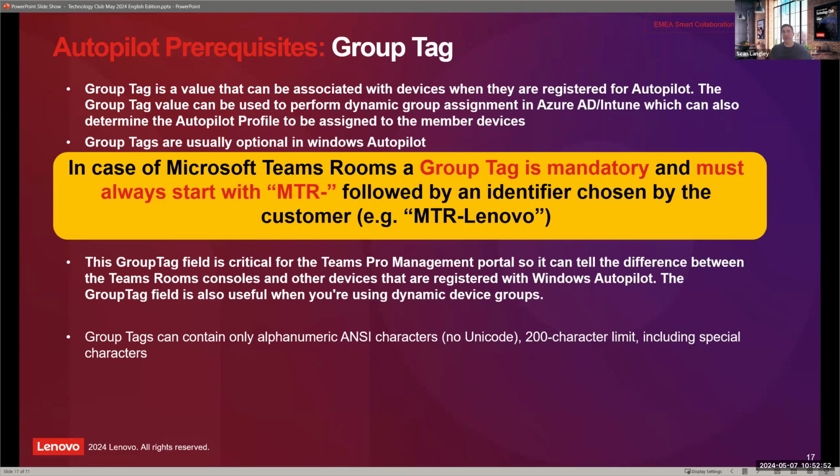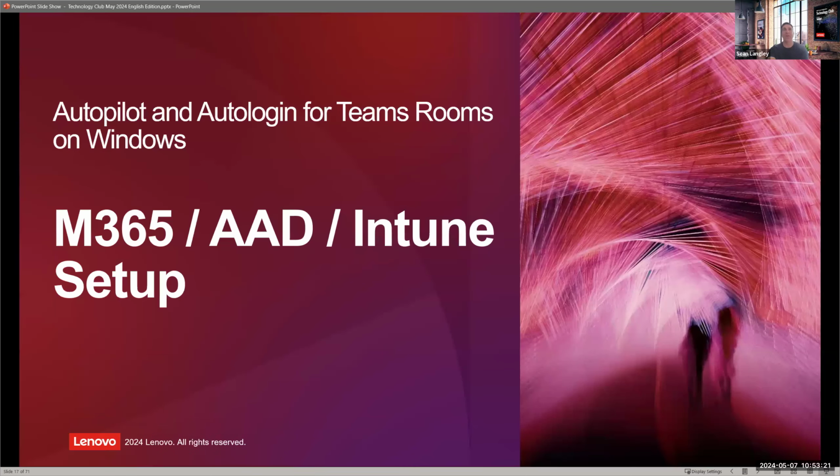Group tag field is critical so the Pro portal can tell the difference between Teams Rooms consoles and other devices that are registered for Autopilot. The group tag field is also useful when you're using dynamic device groups in Intune. Group tags can only contain alphanumeric ANSI characters, no Unicode, and there's a 200 character limit, including special characters. But 200 characters is quite a lot. You'd imagine you won't go for a slightly shorter ID on there, but just putting that out there so it's very clear.